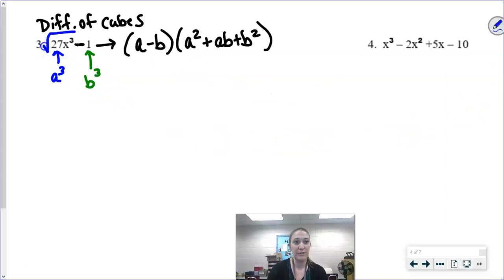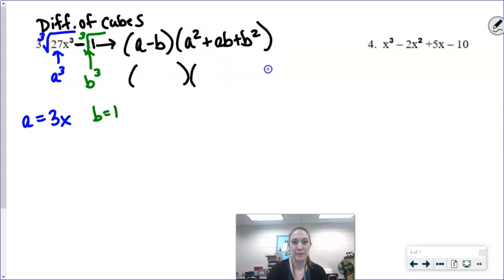Now I have to figure out who A and B are. Same as that previous cubic question, I'm going to cube root that term, and I'm going to figure out that A is 3x. Don't lose your variable there. And then here I'm going to cube root, oops, I wrote over my 1. There's a 1 there. Okay. I'm going to cube root the 1, not the negative, just the 1, and I'm going to find out that B is also a 1.